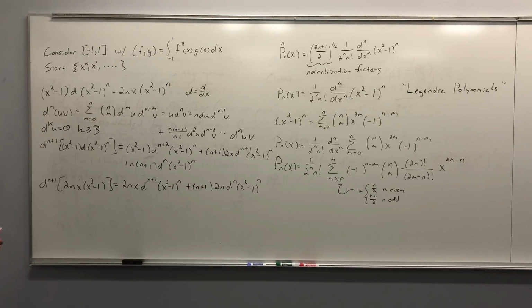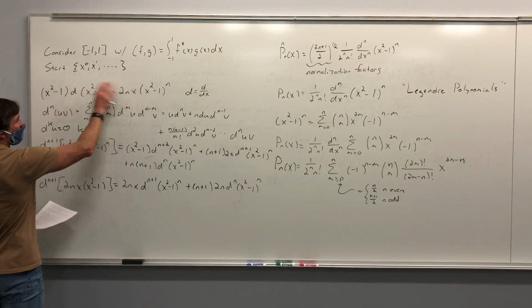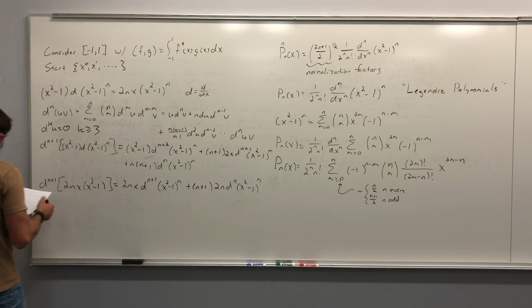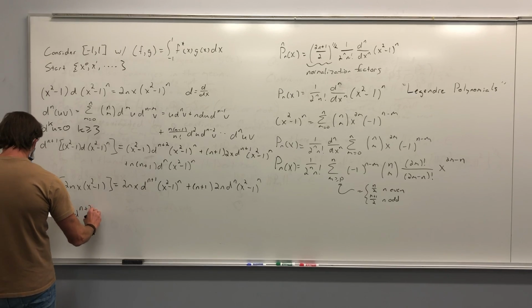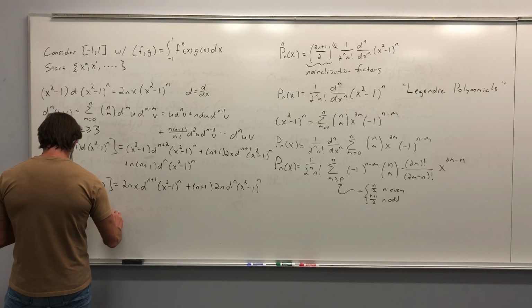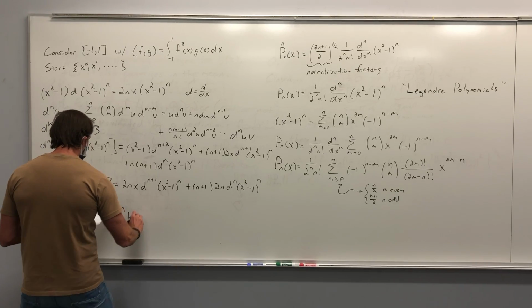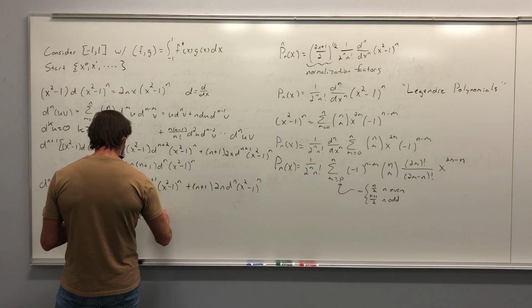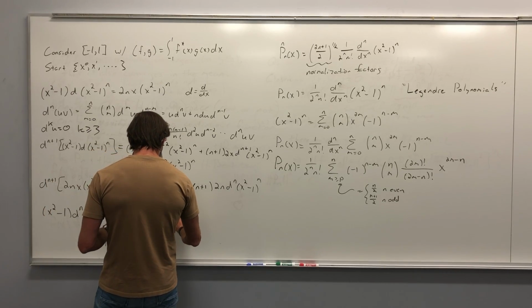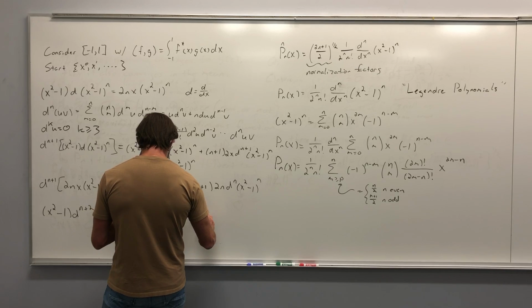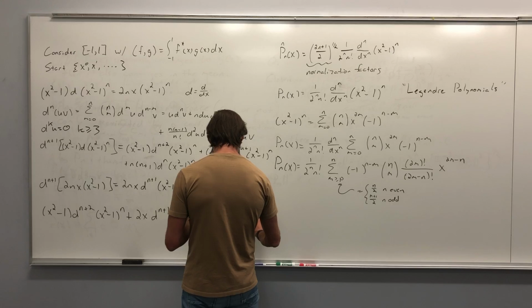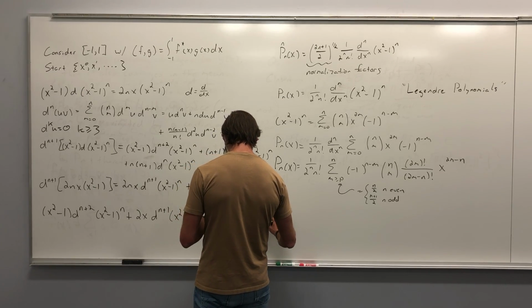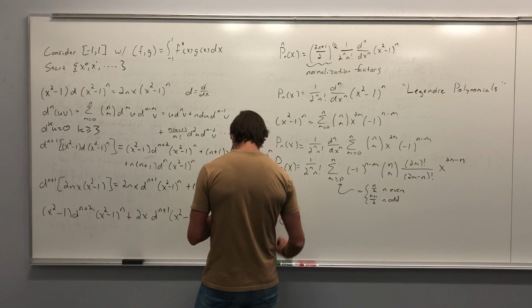All right, so like I said, we're taking the derivative of each side of this. If we subtract them, the difference should be 0. And so doing that, we're going to get (x squared minus 1) d^(n+2) of (x squared minus 1)^n, plus 2x d^(n+1) of (x squared minus 1)^n, minus n times (n plus 1) d^n of (x squared minus 1)^n equals 0.